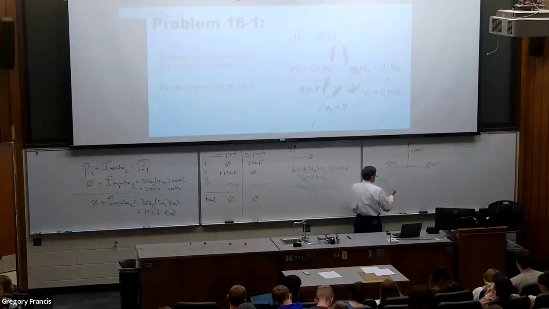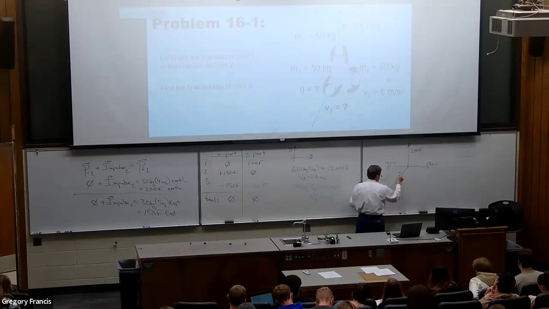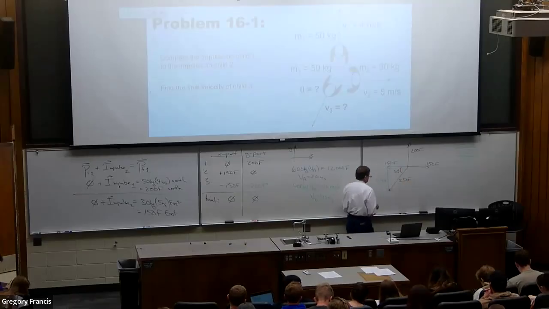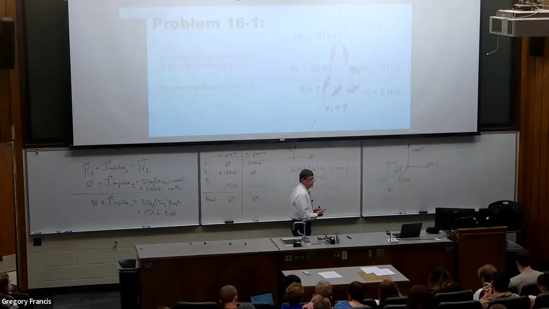Well, the total momentum, this is a 3, 4, 5 triangle. So this is going to be 53 degrees. This is going to be 250 Franci. Does everyone see how I got that?